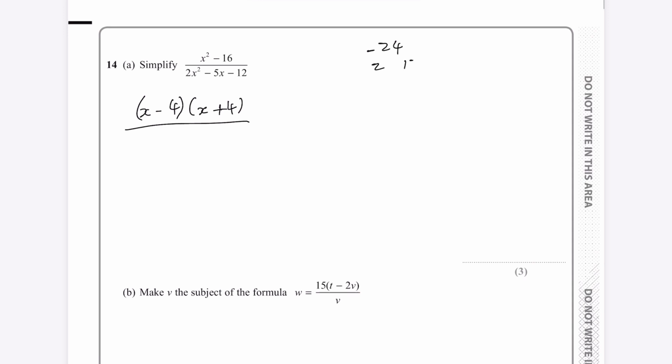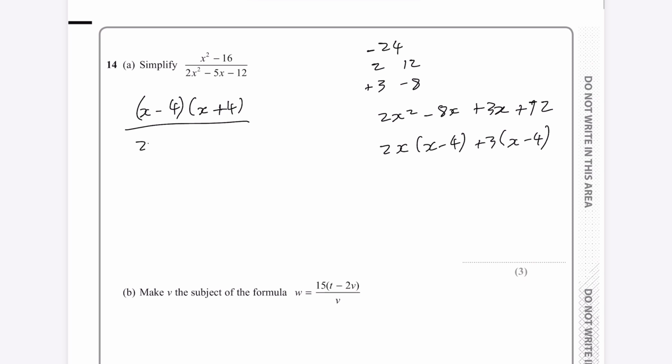So that's going to be 2 and 12, 3 and 8. So I can see if I have minus 8 and a plus 3, that will give me the minus 5. And that will also give me the minus 24. So that then becomes 2x squared minus 8x plus 3x minus 12. And then I can write that as 2x bracket x minus 4 plus 3 bracket x minus 4. And then that becomes 2x plus 3 and then x minus 4. I can cancel that, and then I am left with x plus 4 over 2x plus 3.